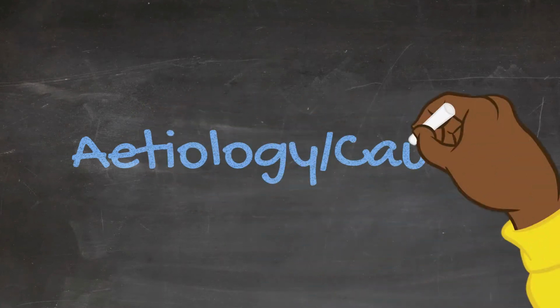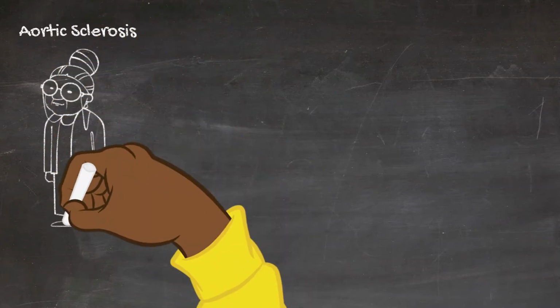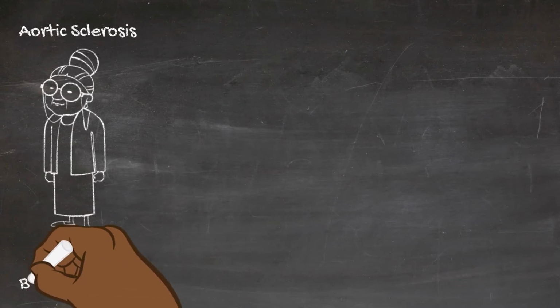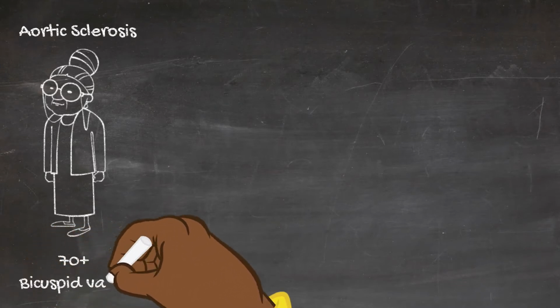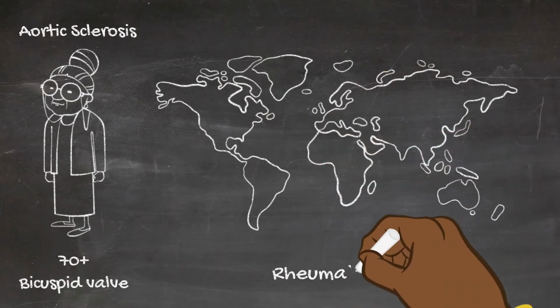Etiology. What can cause aortic stenosis? The majority of cases in the developed world are a result of aortic sclerosis, which is an age-related degeneration of the valve over time. The valve becomes thickened and sclerotic, which impedes blood flow. Most cases of aortic sclerosis occur in patients greater than 70 years old with a congenital bicuspid aortic valve. In developing countries, the major cause is rheumatic fever.